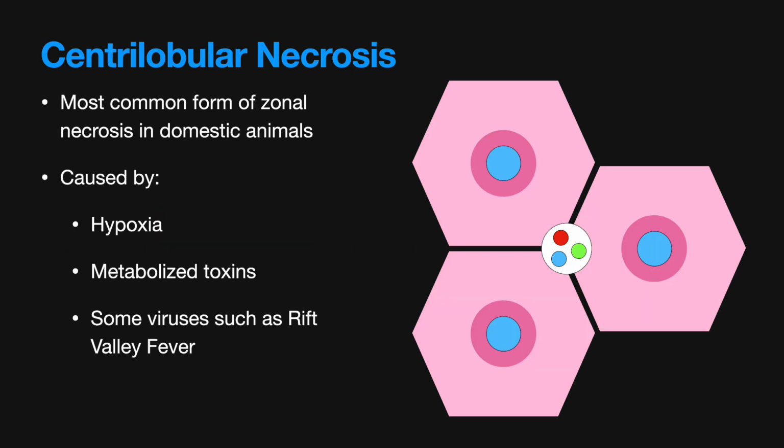With that background, we can start talking about the major zones of necrosis. We will start with centrilobular necrosis. Centrilobular necrosis is the most common form of zonal necrosis in our domestic animal species. The main causes are hypoxia or metabolized toxins, but some viruses can also cause this pattern of necrosis.